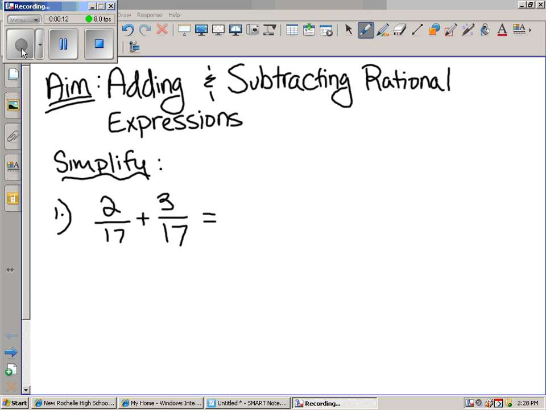So, I don't know, anybody want to volunteer? What's 2/17 plus 3/17? Megan? 5 over 17. Yeah, when you add or subtract the fractions, only add or subtract the tops. Now let's write some rules down.